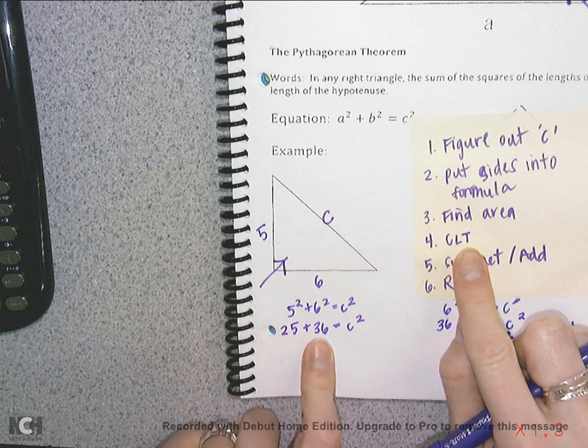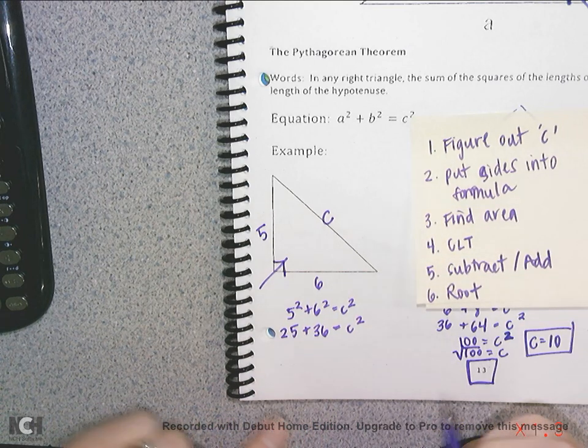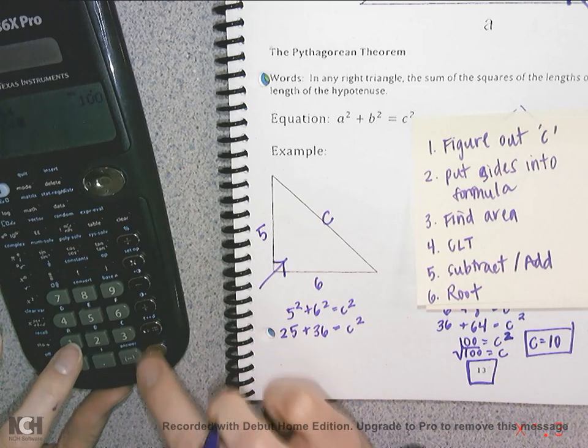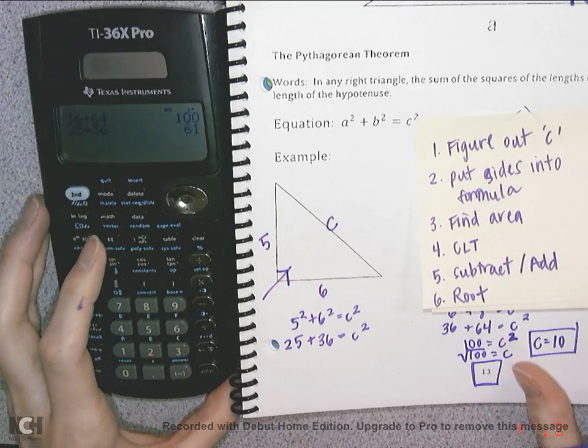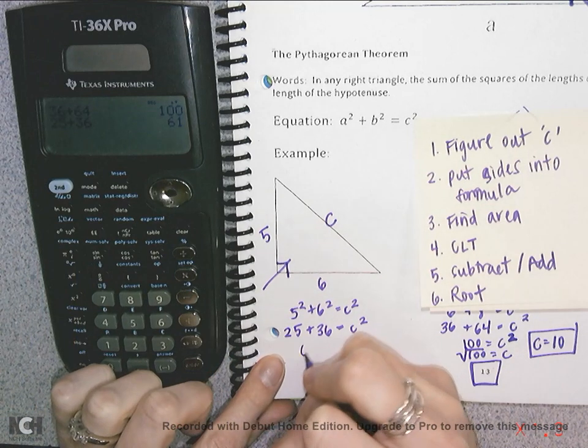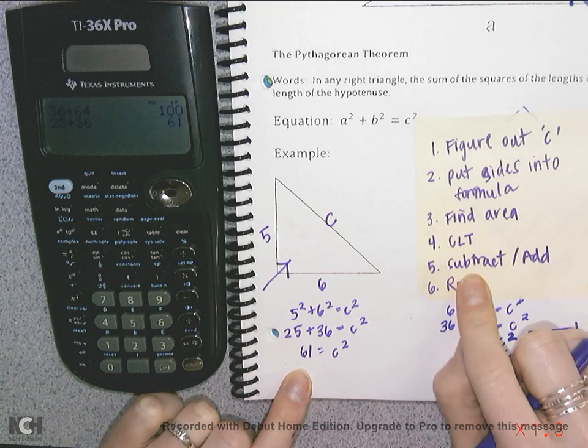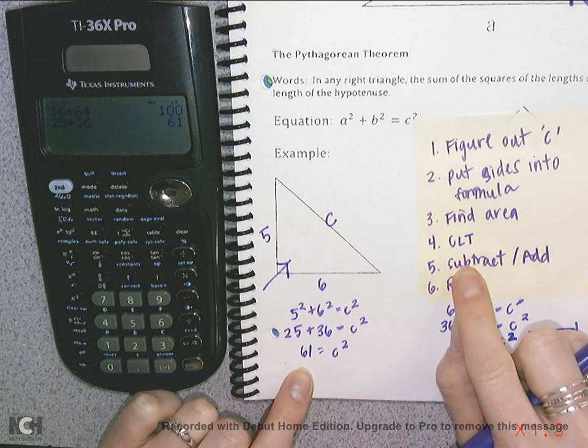25 and 36 are like terms because they don't have letters. So 25 and 36, I don't want to mess up, so I'm using my calculator, which is fine. You can always use it. So that's 61 equals our C squared. So we combined our like terms. We added together. Sometimes you have to subtract.